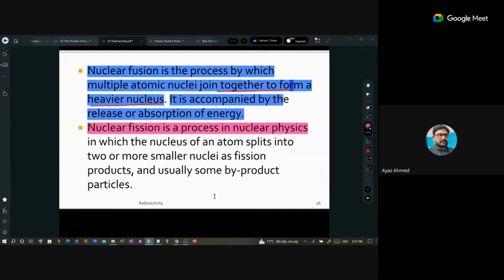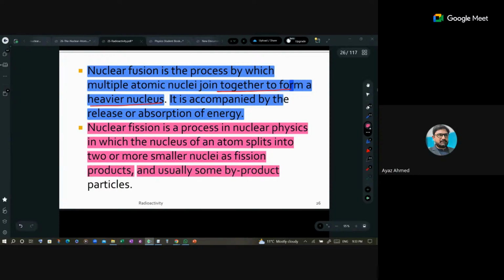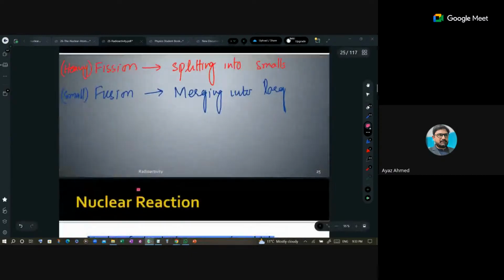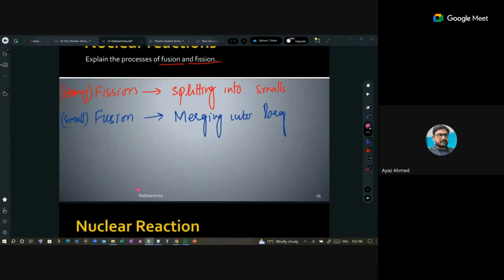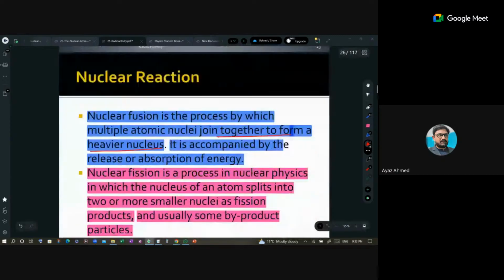In the fission process, in nuclear physics, a nucleus of an atom splits into two or more smaller nuclei as fission products, and usually some byproduct particles. I believe this is not a hard task to remember, as I have mentioned. Fission means splitting up, and fusion itself is a good word: fuse together, merge together. Okay, thank you.